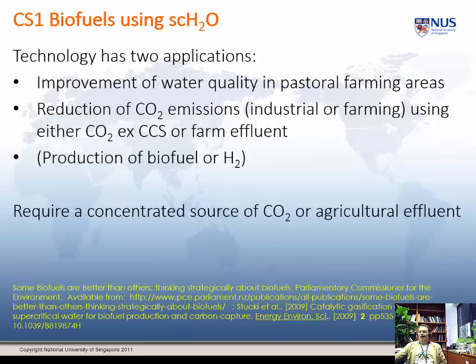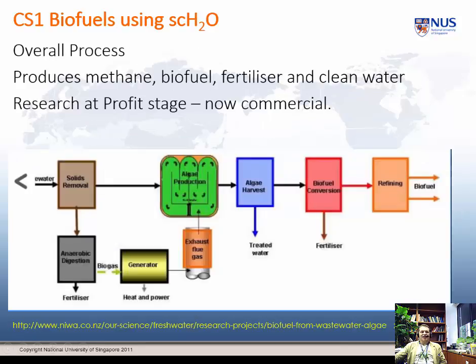So let's look at the process, and we'll start with the agricultural effluent, because this has the application for water purification on dairy farms, for instance, and the like. So we have our waste effluent coming in here, your cow manure or whatever it is you're using. You have a solids removal plant, and the solids then are anaerobically digested. You can produce fertilizer out of that. You can produce methane, biogas, which you can use in a generator to get heat and power.